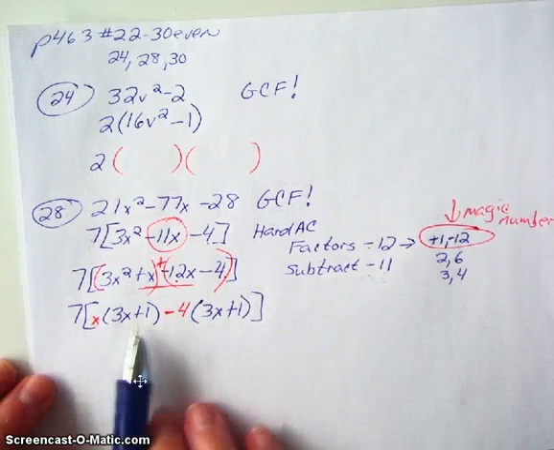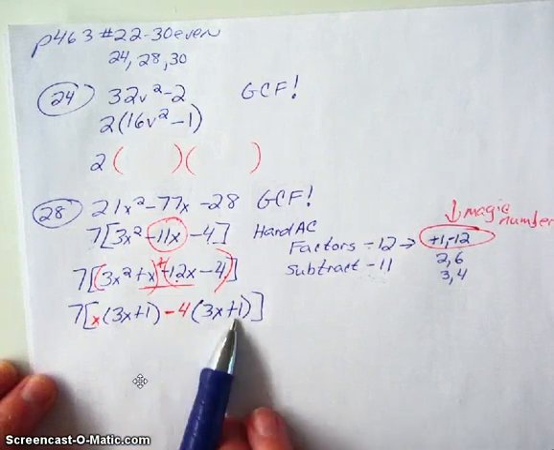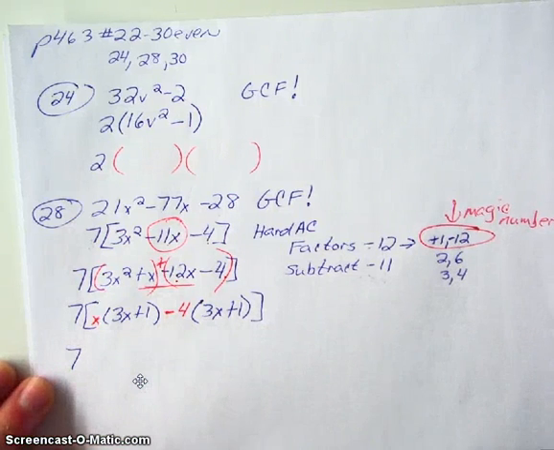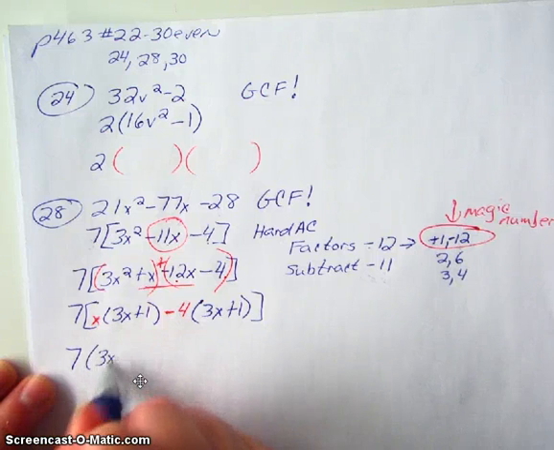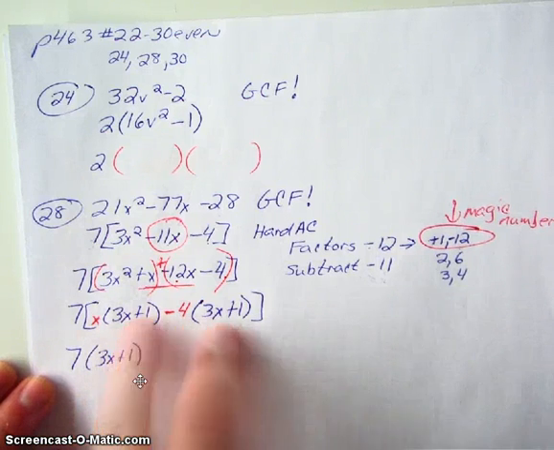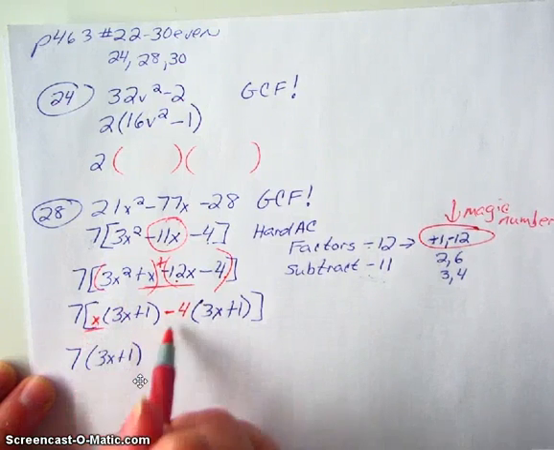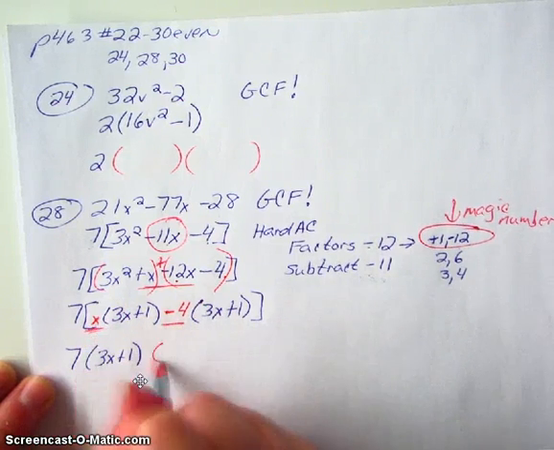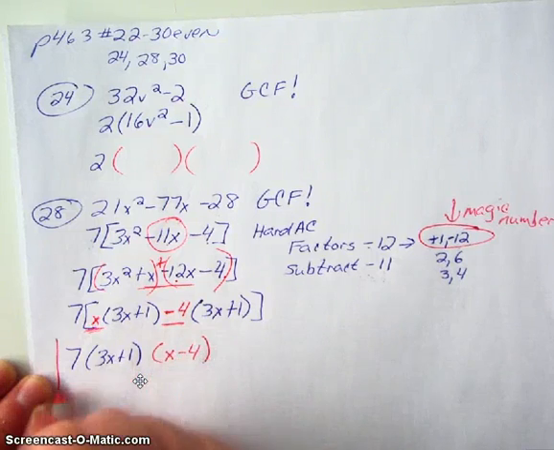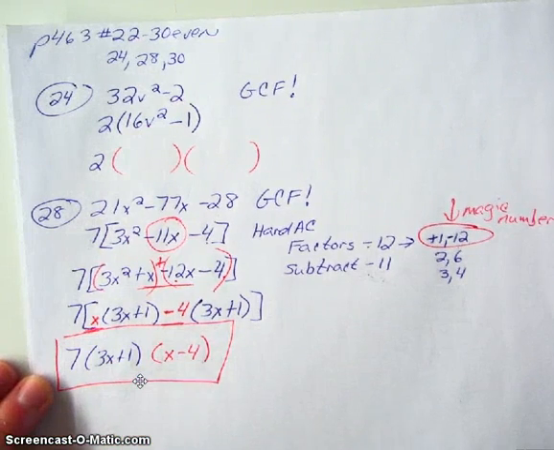Okay? Remember, the stuff in the parentheses has to match. Bring that 7 down. You can't forget that one. You're going to do 3x plus 1. That's the stuff that's the same. And then in the other parentheses goes the other stuff you pulled out. So I've got x minus 4. And this is my final answer.